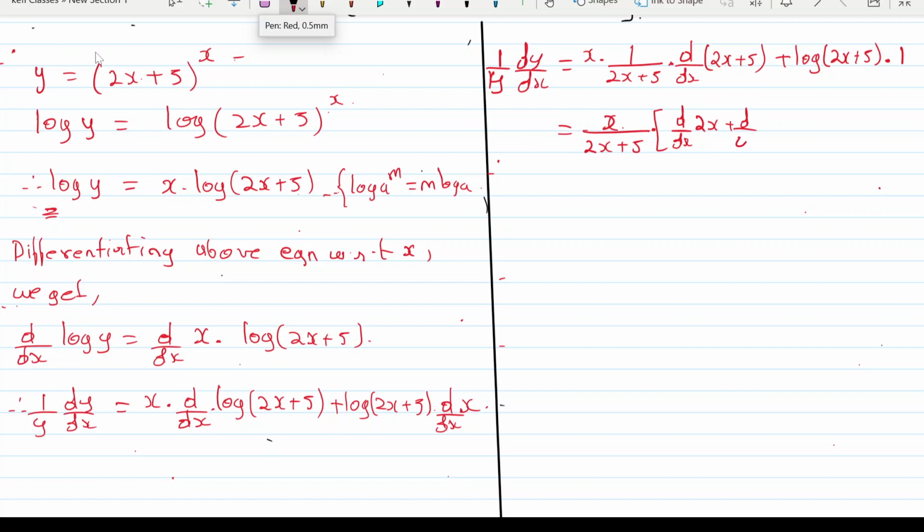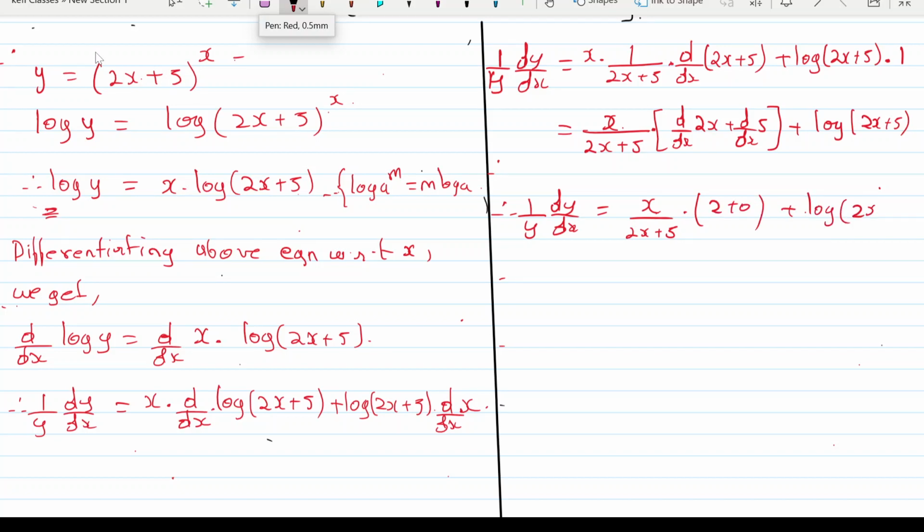x upon 2x plus 5 into d by dx of 2x plus 5 plus log of 2x plus 5. Therefore 1 upon y dy by dx is equal to x upon 2x plus 5 into 2 plus 0 plus log of 2x plus 5.